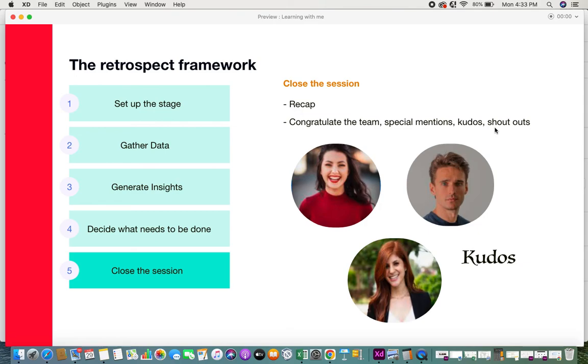These are some general steps and points that you need to keep in mind when you're facilitating an iteration retrospective meeting. So I hope these points were very informative to you.